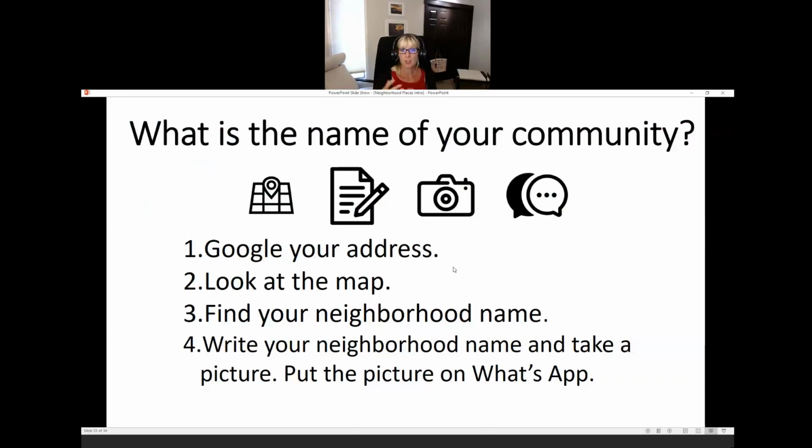So I want you to find the name of your community. When you find it, I want you to write the name of your community in your notebook, okay? Write it down, take a picture, and put the picture on WhatsApp, so we can see the names of each other's communities.